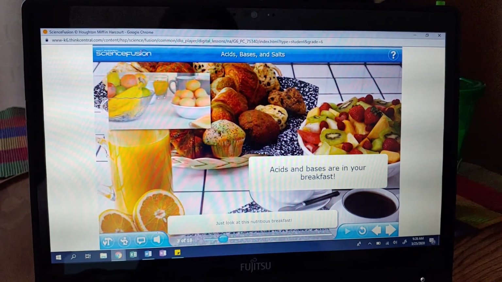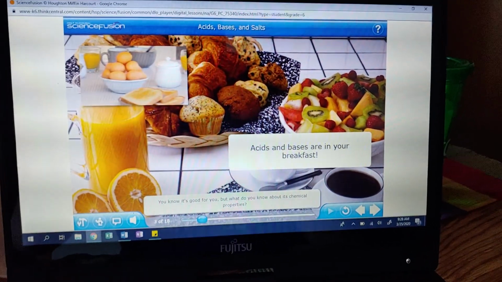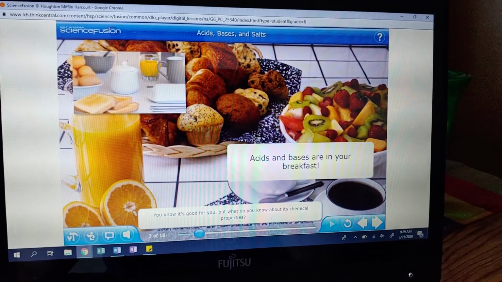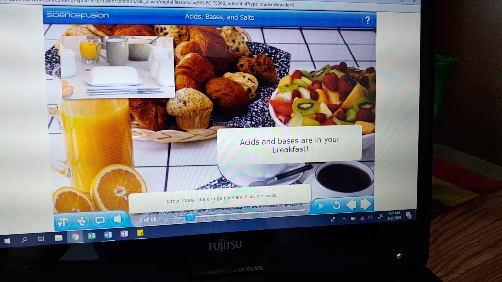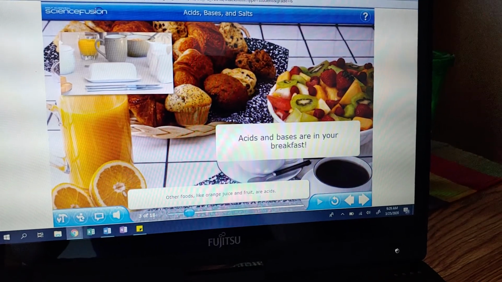Just look at this nutritious breakfast. You know it's good for you, but what do you know about its chemical properties? Some foods, such as eggs, are bases. Other foods, like orange juice and fruit, are acids.